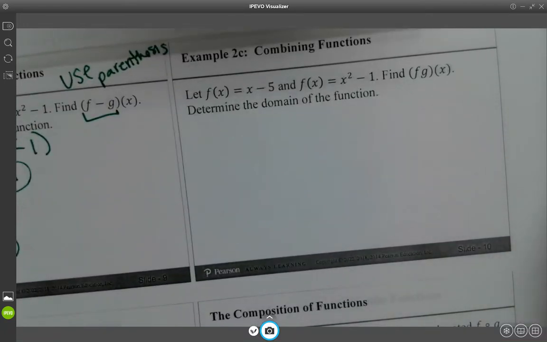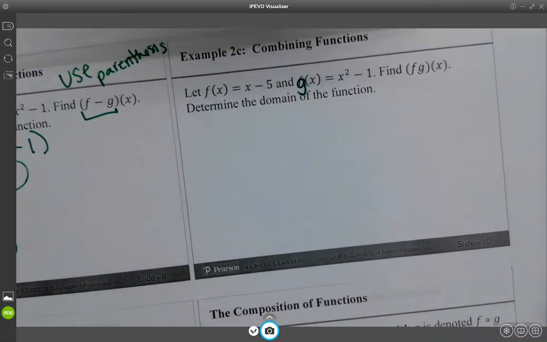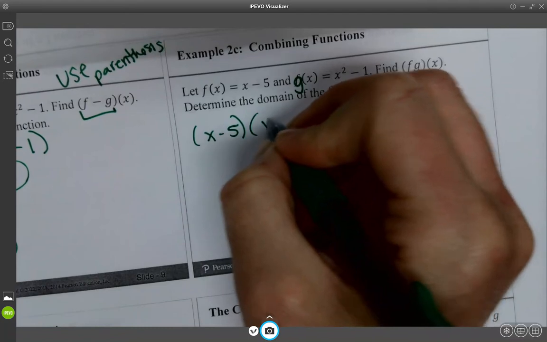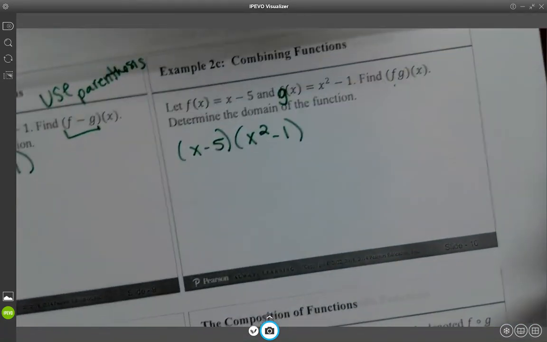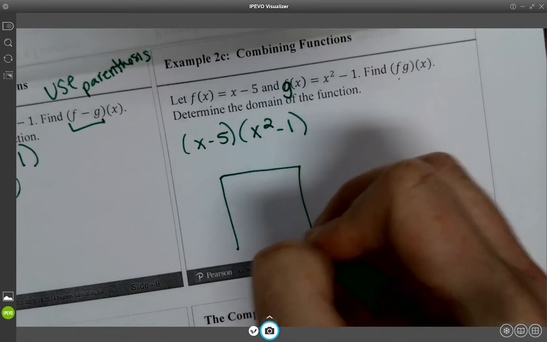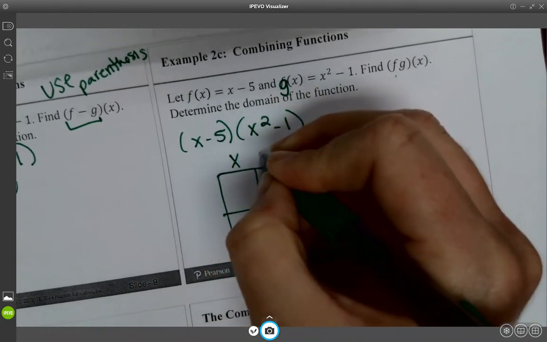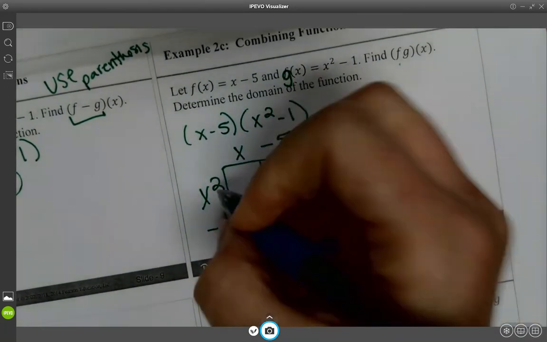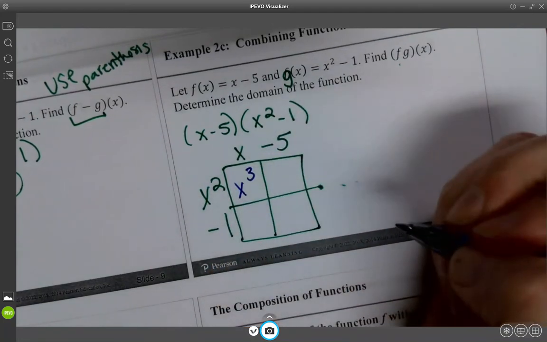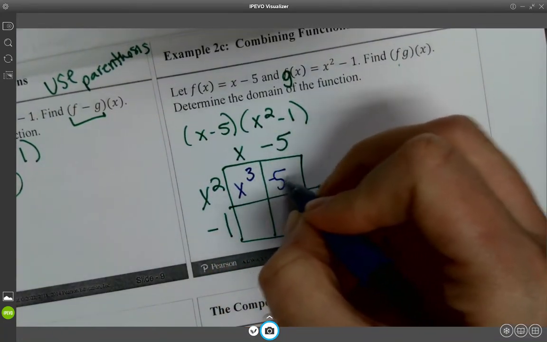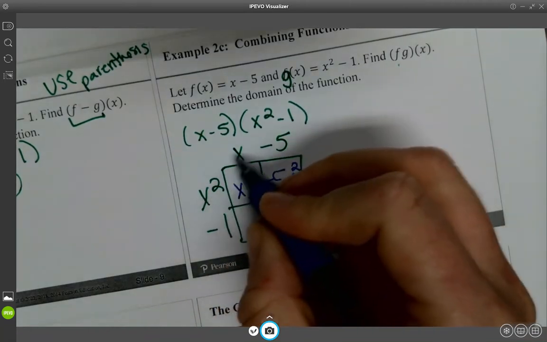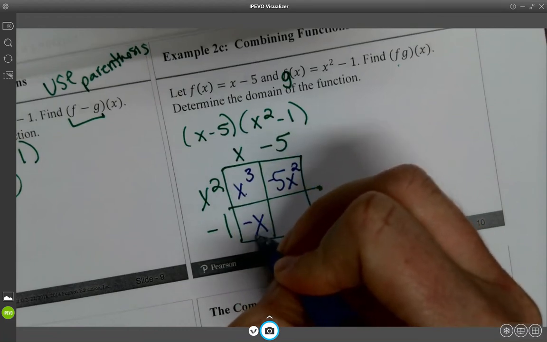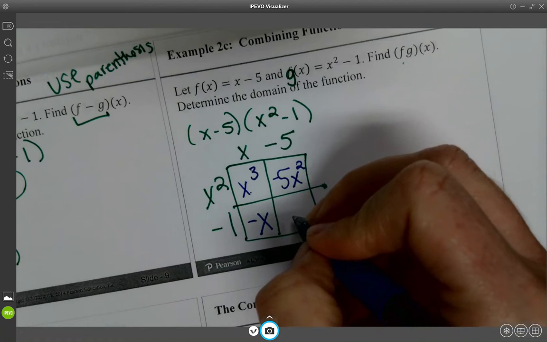Next one, we have these two functions, f and g. So this is a multiplying one: x minus 5 times x squared minus 1. I'm going to use the box method. X squared times x cubed. X squared times a negative 5x squared. X squared times an x, negative 1 times x, negative x, negative 1x. Negative 1 times a negative 5 is positive.